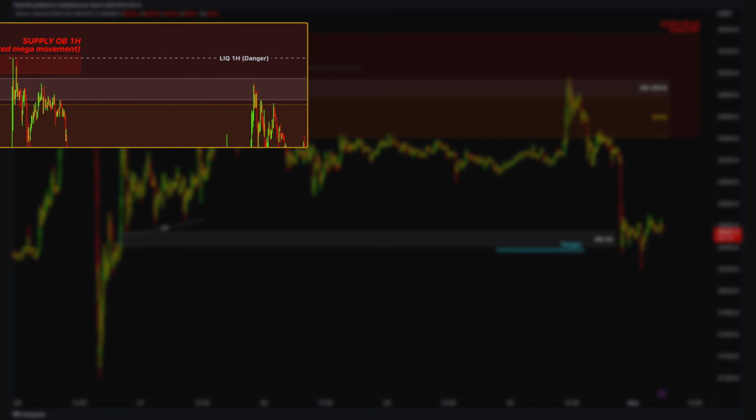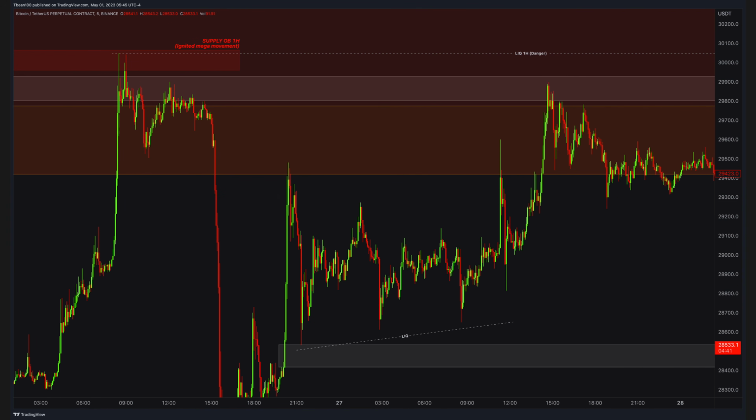I want you to focus on this specific area on the left. Let's zoom in. What do you see here? One of the most perfect equal highs you can ever see. It's like drawn by hand or algorithms. Who knows, you decide.